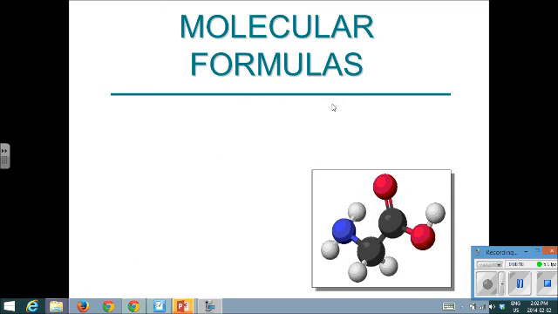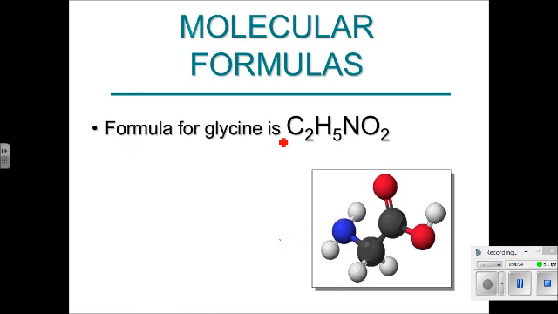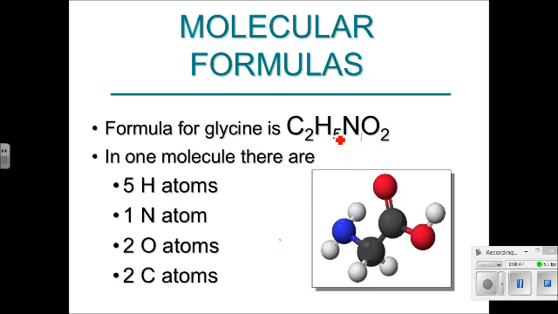So when we write down the molecular formulas for molecules, for example, glycine, this formula is C2H5N1O2. Now this can tell us some interesting information. It tells us how many atoms exist in this. So if you count with me, just take a moment and count how many atoms. How many carbons should I have? How many hydrogens should I have? How many nitrogens? How many oxygens? If you do it correctly, you'll find out that you have 5 hydrogens, 1 nitrogen, 2 carbons, and 2 oxygens.